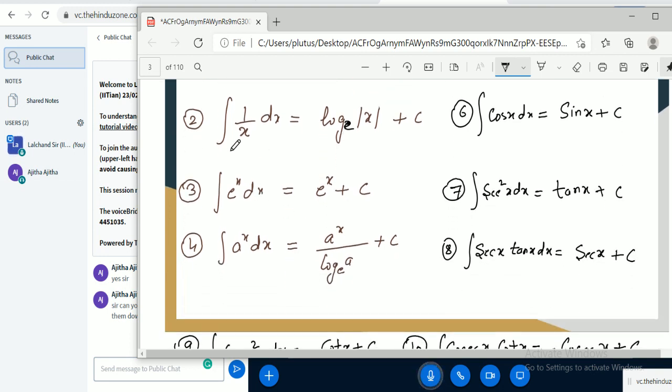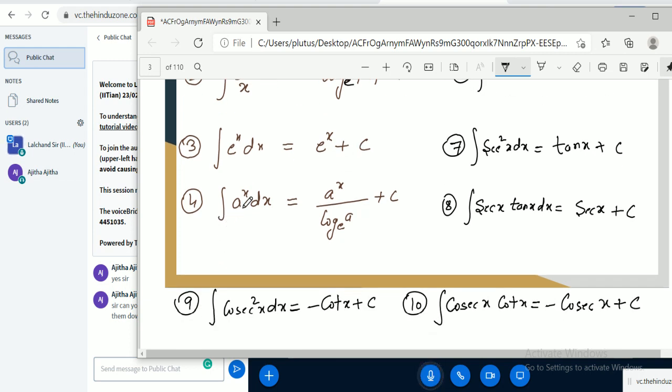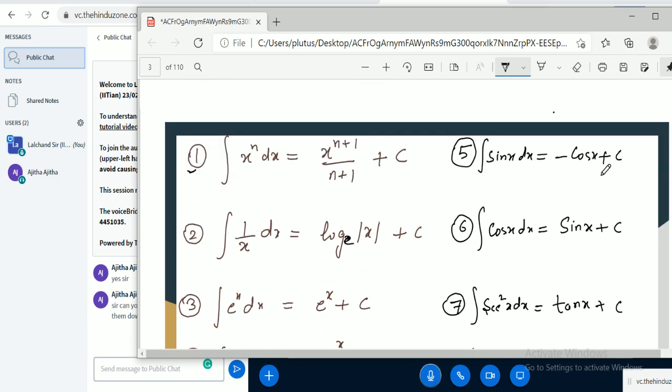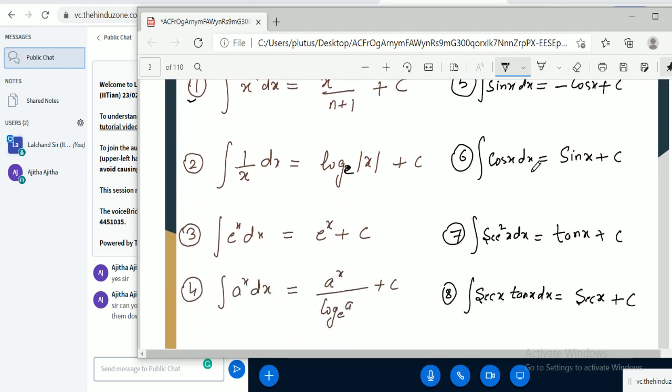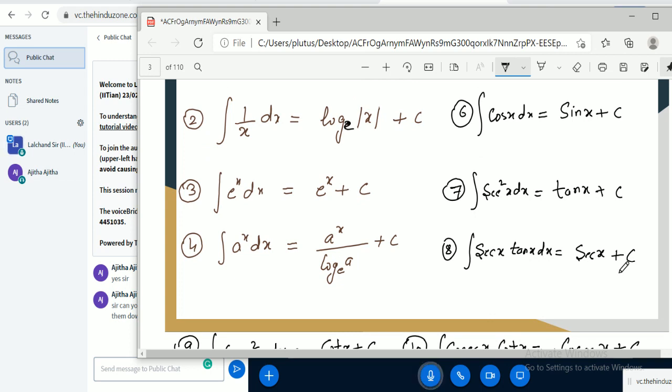And the third formula is integral of e to the power x into dx. So what is the integral of e to the power x into dx? Same, e to the power x plus c. And similarly, integral of a to the power x into dx is a to the power x divided by log a. And here we have some integrals for basic trigonometric functions. Integral of sin x is minus cos x, integral of cos x is sin x, integral of sec square x is tan x, and integral of sec x into tan x is sec x.